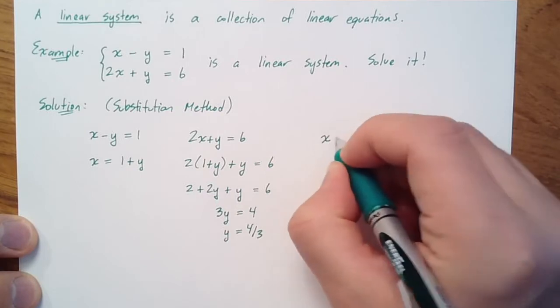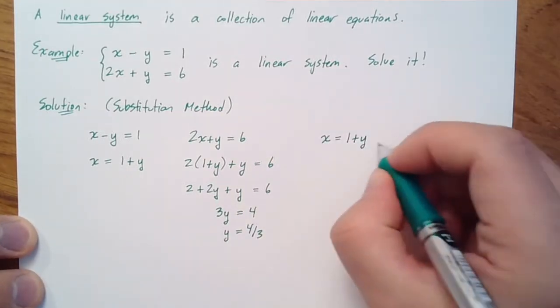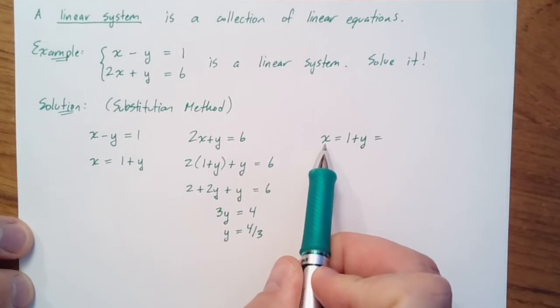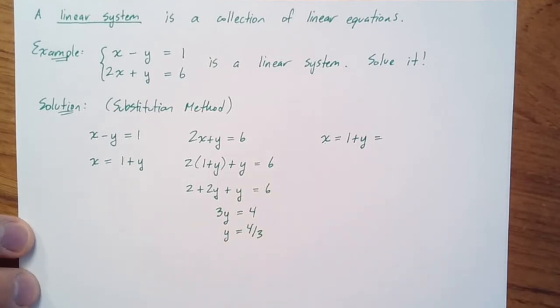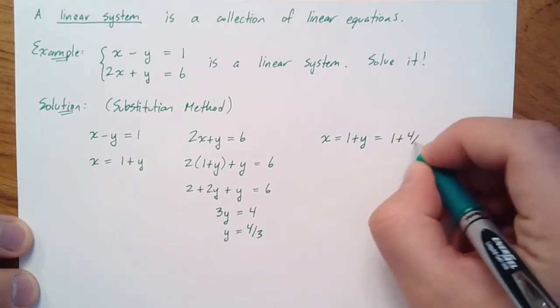So I'll just write that over here. We have x is equal to 1 plus y, and I'm just going to carry on with more calculations here and create a chain of equal signs that's going to link x to what its value is going to be in the end. So I'm going to plug 4/3 in for y. So we're going to get x is equal to 1 plus 4/3.